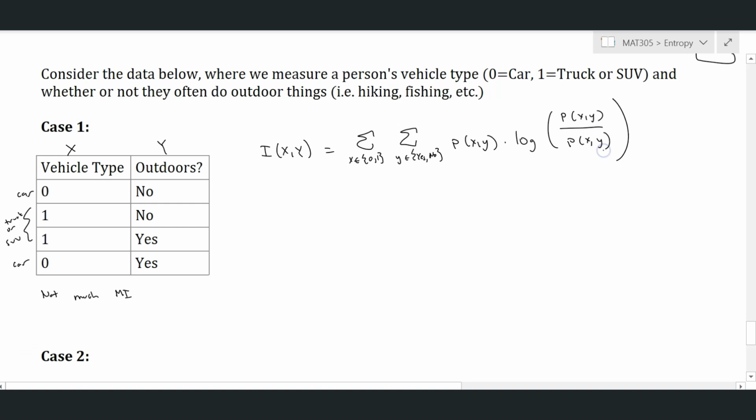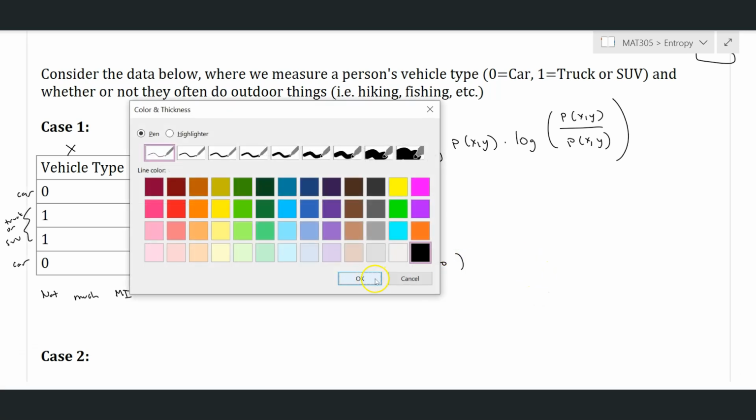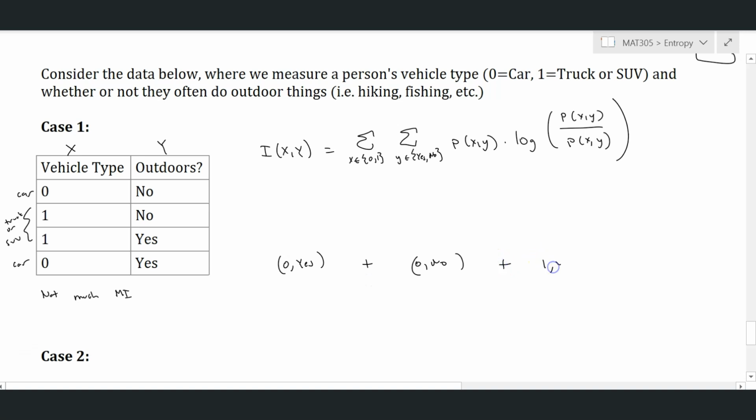Okay, so if you notice here, we're going to have 4 terms in this. When x is 0, when y is yes, and when y is no. When x is 1, and then when y is yes, and when y is no. So I'm going to write it this way: 0, comma yes, plus 0, comma no, plus 1, comma yes, and 1, comma no. In any order, but these are just the 4 terms that will be applied.